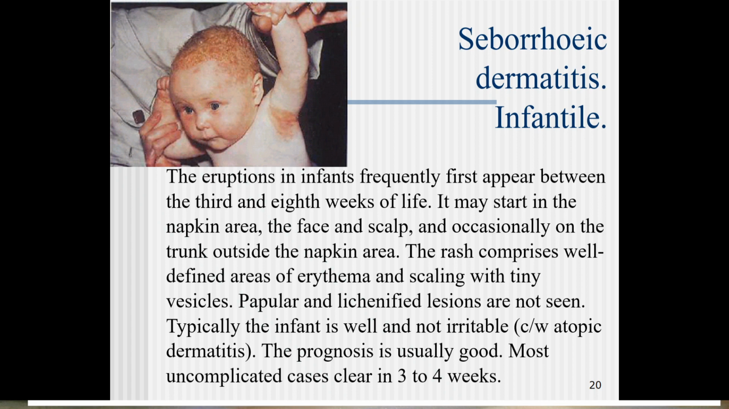Infantile seborrheic dermatitis. The eruption in infants frequently first appears between the 3rd and 8th weeks of life. It may start in the napkin area, the face and scalp, and occasionally on the trunk outside the napkin area. The rash comprises well-defined areas of erythema and scaling with tiny vesicles. Papular and lichenified lesions are not seen. Typically, the infant is well and not irritable. The prognosis is usually good. Most uncomplicated cases clear in 3 to 4 weeks.